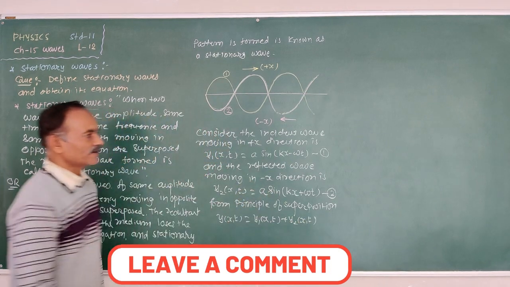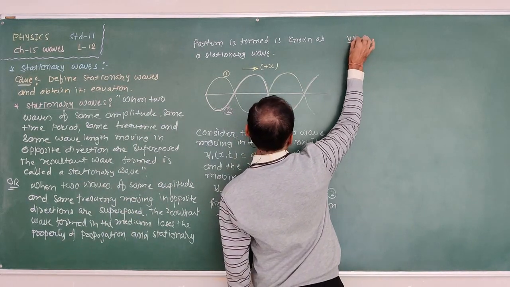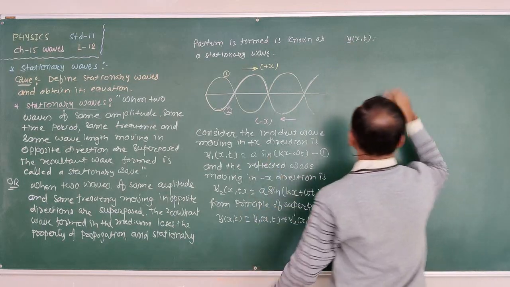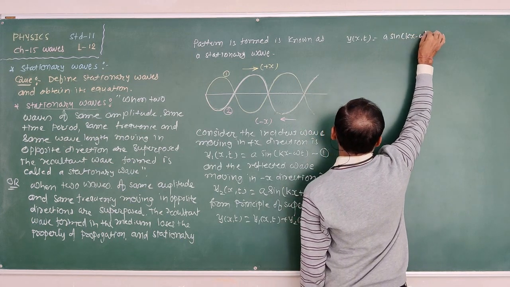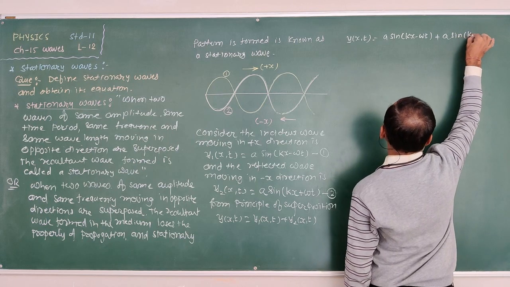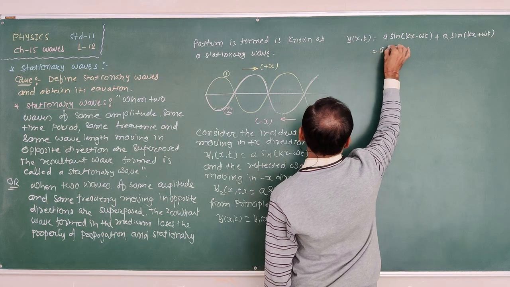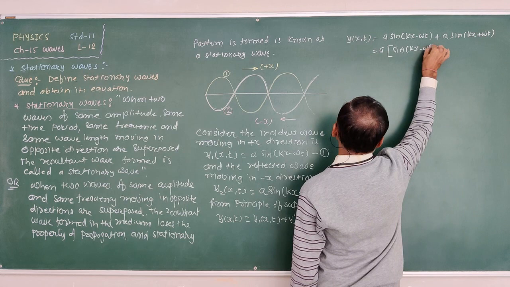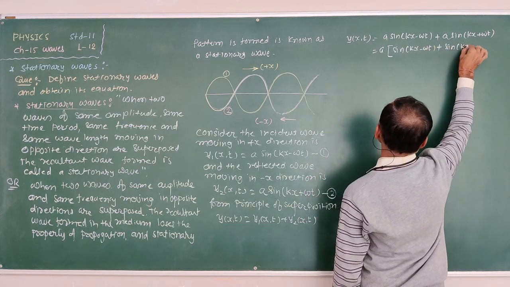We substitute the values of equations 1 and 2 in this equation. Therefore, y(x,t) is equal to y1(x,t), a sin(kx minus omega t), plus y2, a sin(kx plus omega t). A is taken common into the bracket: sin(kx minus omega t) plus sin(kx plus omega t).